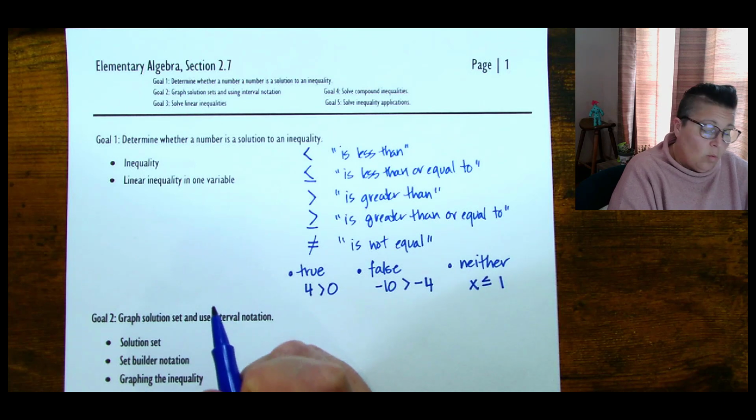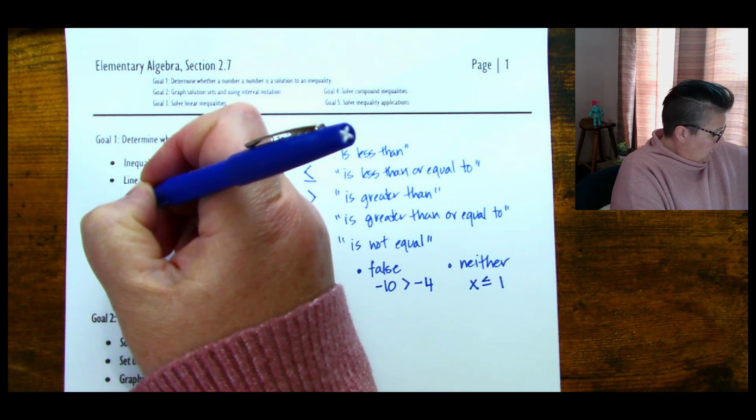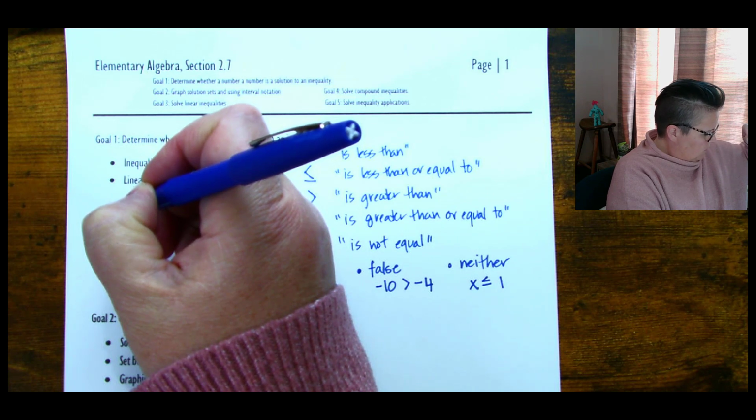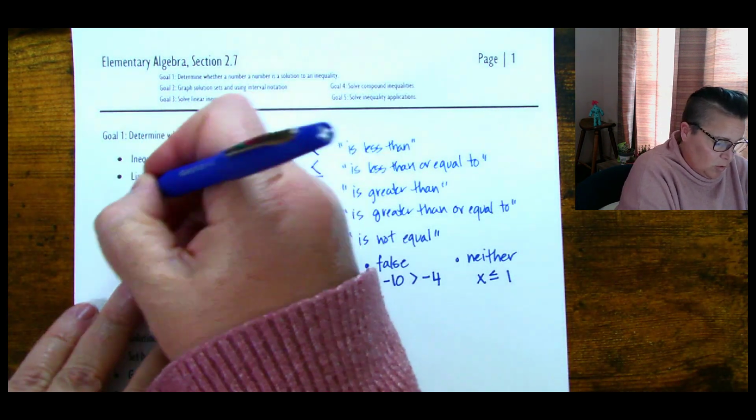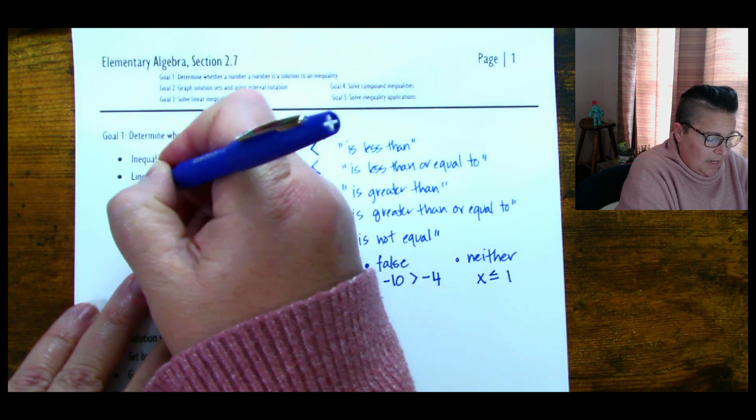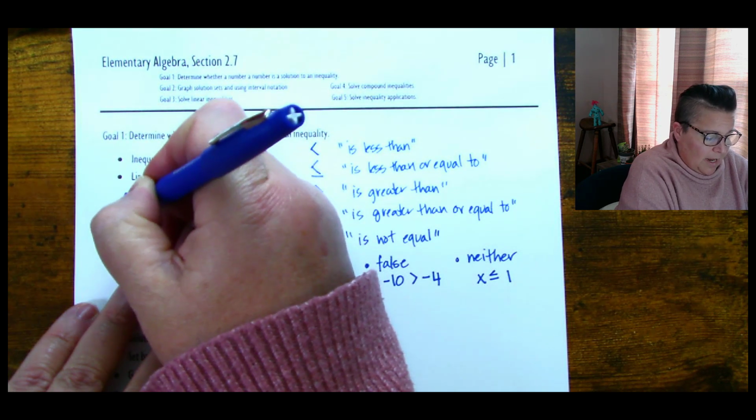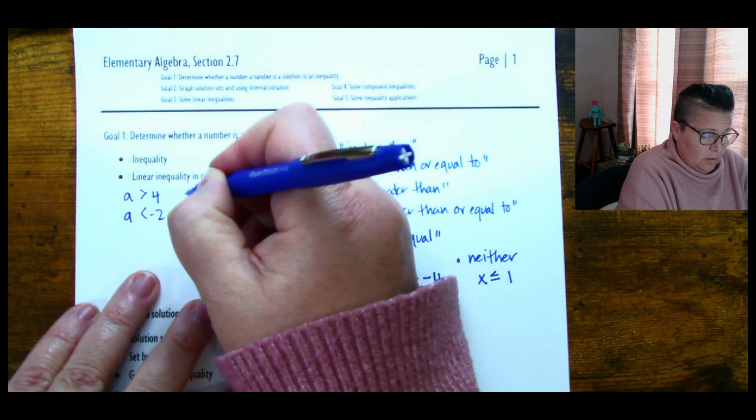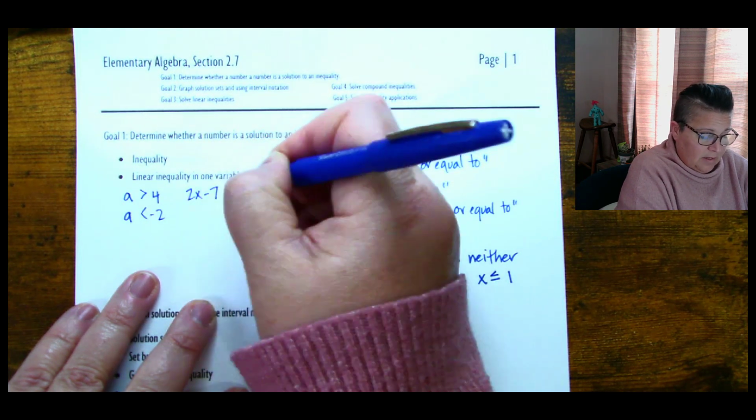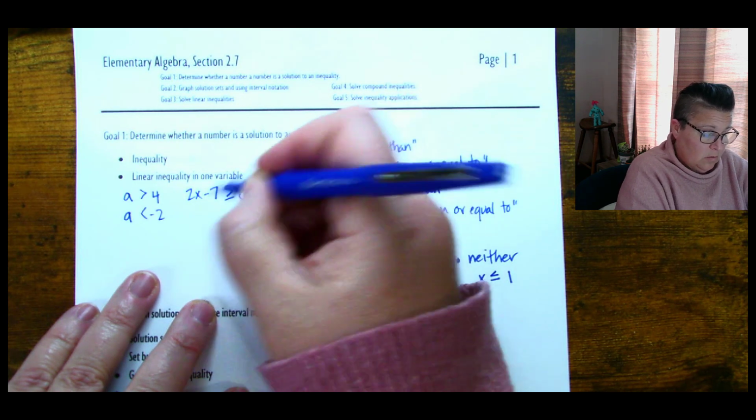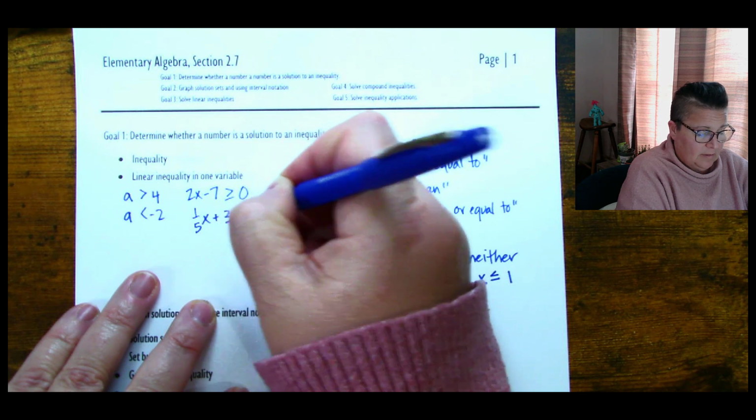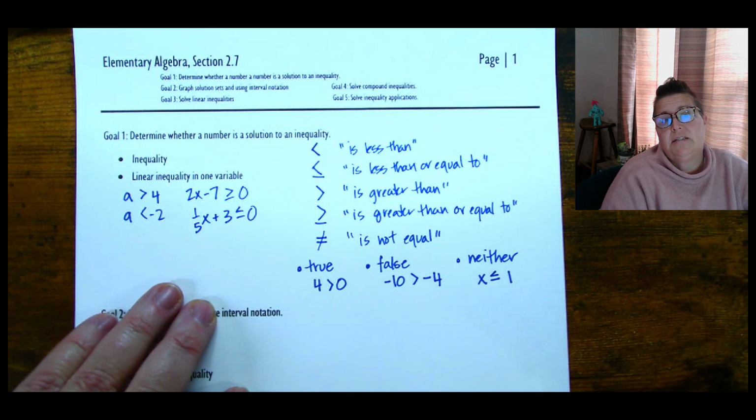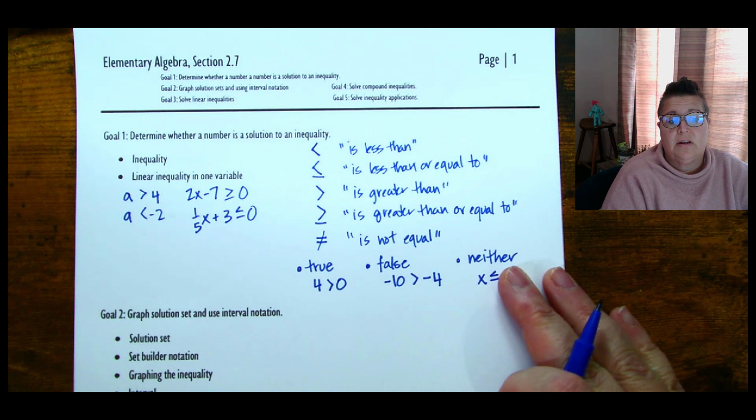Linear equations in one variable can look like, what did the textbook have? Oh, okay. Linear inequalities in one variable can look something like a is greater than 4, or a is less than -2. 2x minus 7 is greater than or equal to 0. 1/5 x plus 3 is less than or equal to 0. All of these are inequalities in a singular variable.